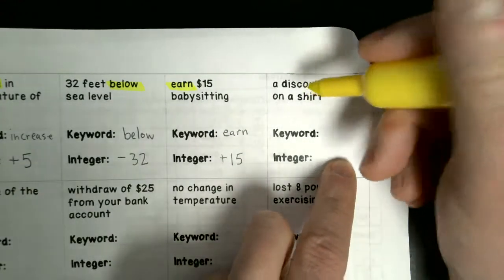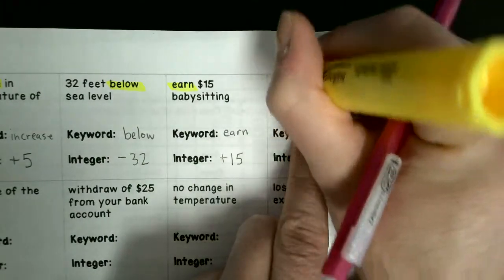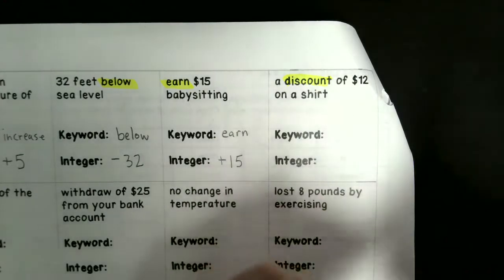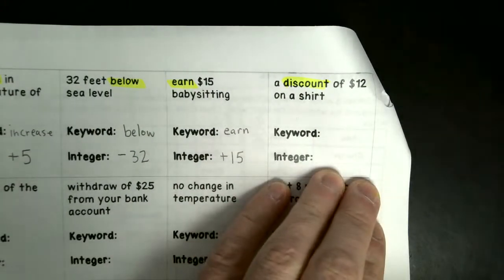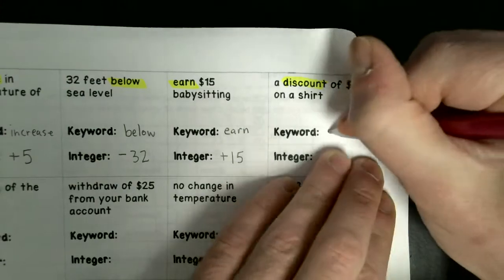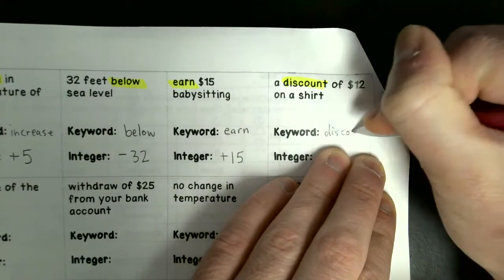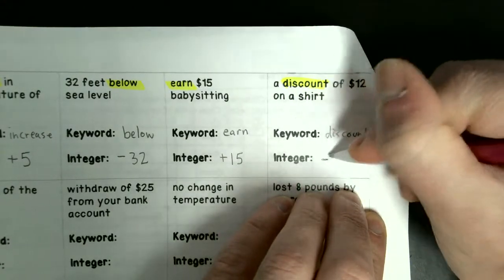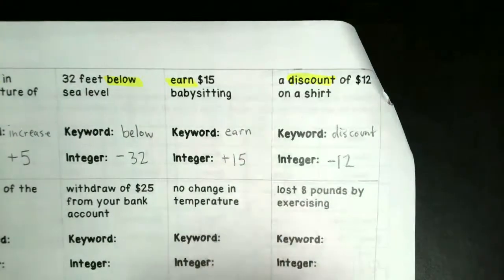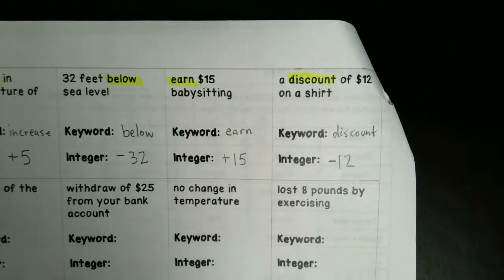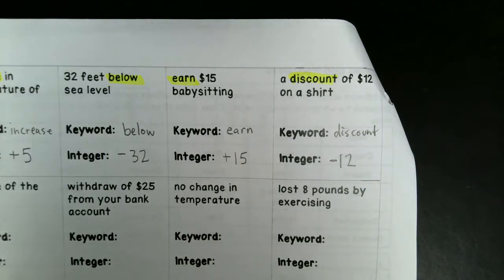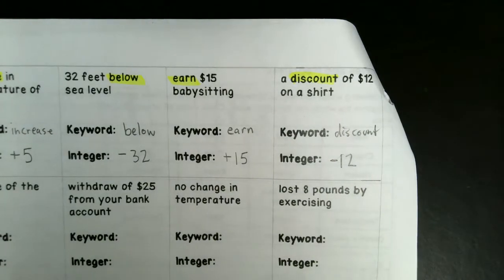All right, discount. If you get a discount, that's a negative change because you're decreasing the price of the shirt. The price is decreasing. It's becoming more negative. So the keyword is discount. If you have a discount on a shirt of $12, that means you're subtracting 12 from it. So it would be a negative change. Negative 12 would be the amount. I'm going to do 2 more with you, and then I'm going to have you try the rest on your own. Again, you'll be able to compare your answers to mine.